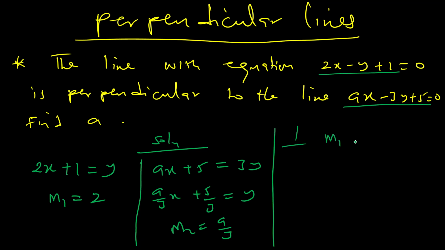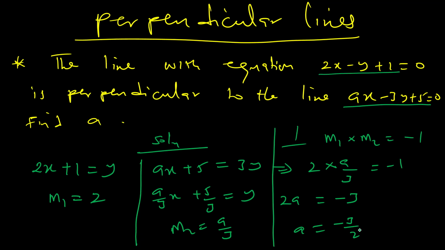So my M2 here is a on 3. So with the perpendicular, M1 times M2 is negative 1. So M1 is 2 times M2, a on 3, equals negative 1. So multiply 2 by 3. So we have 6, sorry, this side is the same as 2a, same as minus 3. So we have a as minus 3 on 2. As simple as that.